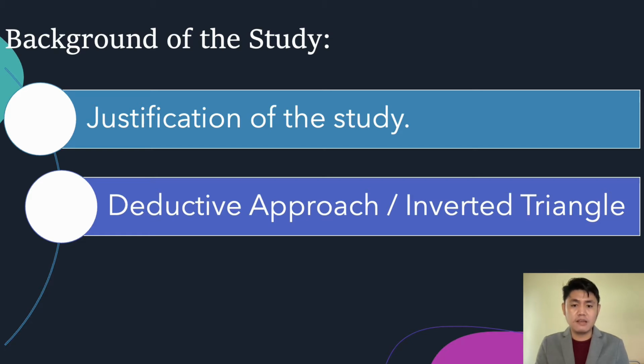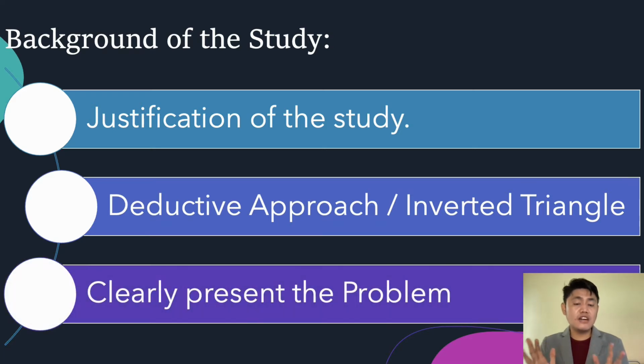Now, a tip that I always tell my students is that they should always use the inverted triangle method or the deductive approach in presenting the things that they have already researched. Meaning, you have to start from global situations, national situations, regional, to local situations. That's the reason why we should be using the inverted triangle or the deductive approach. You have to generalize the problem and then present different results or explanations that may affect your situation or your problem.